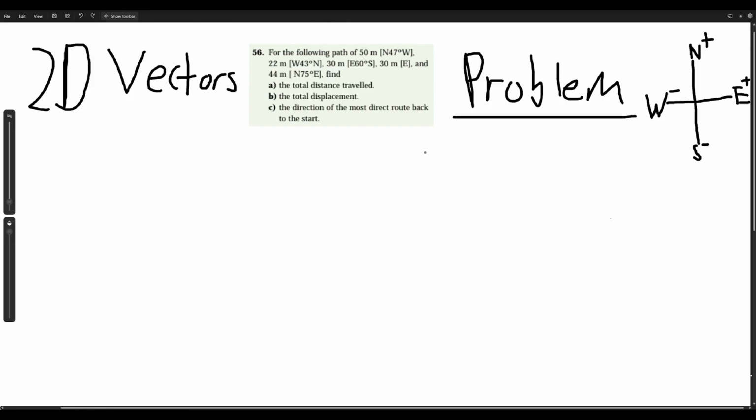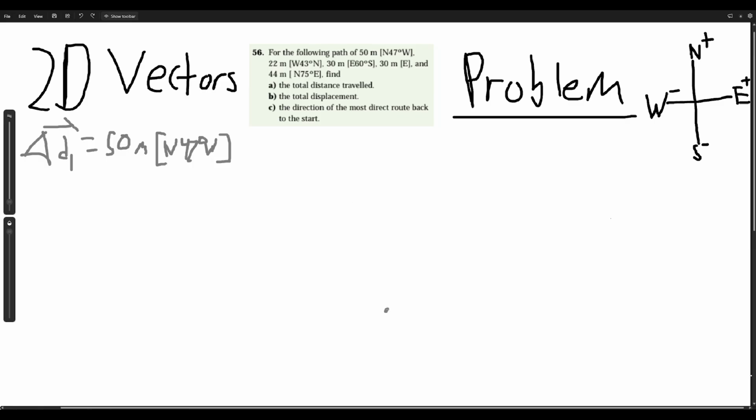So first displacement, actually I could write this down first. So first displacement is 50 meters north, 47 west. What that basically means is, let's say we start here. We're looking north and we stray 47 degrees west.